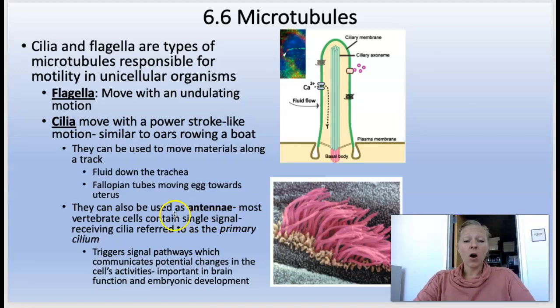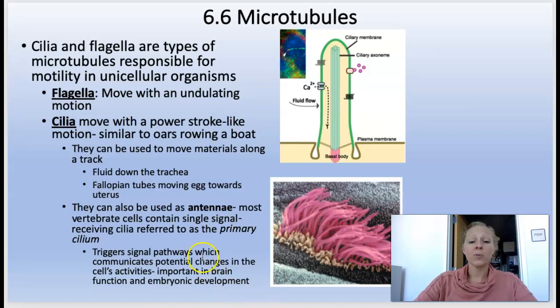So these can also be used, and this is pretty cool, as an antenna. Most vertebrate cells contain a single primary cilium. This primary cilium is used for communication. It triggers a signal transduction pathway, which allows for communication between cells.